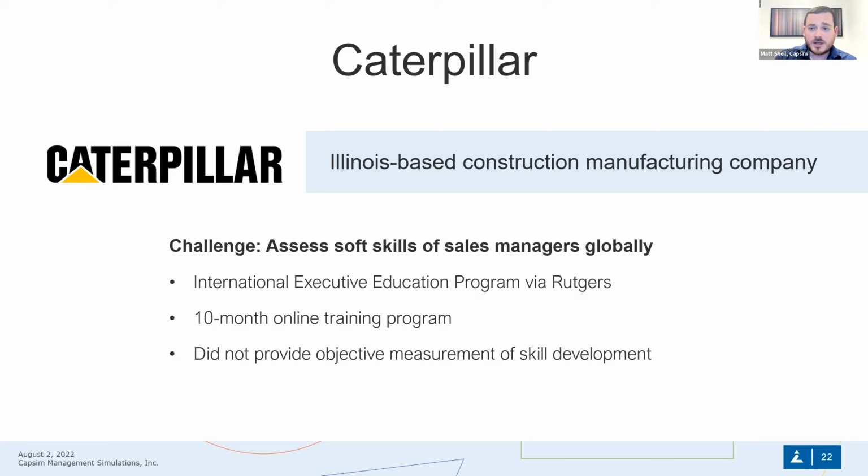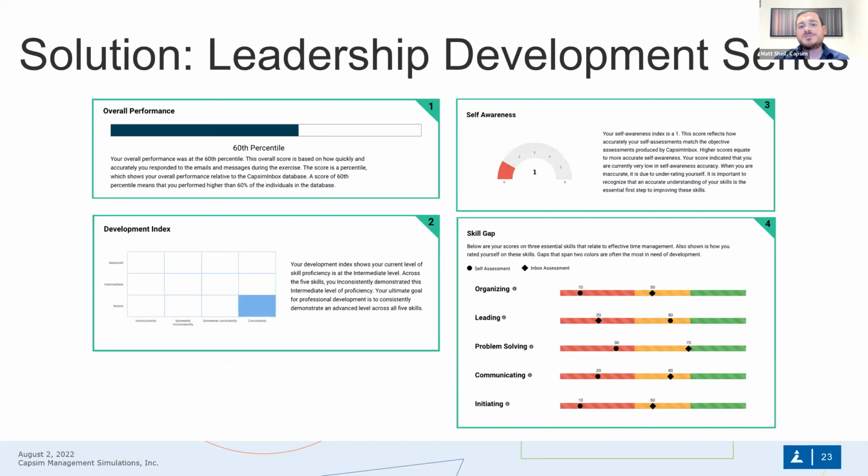But I'm sure a lot of you out there are wondering, what kind of data were you providing? What are really the outputs of an inbox simulation? Well, let's take a look. Because as each learner completes, say, the CAPSIMInbox business management simulation, they're immediately provided with an individualized report that you see on screen, which really focuses on 4 primary areas of feedback.